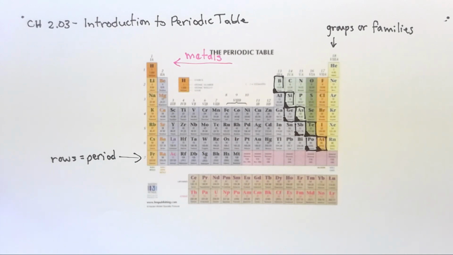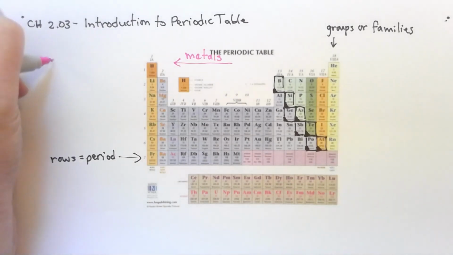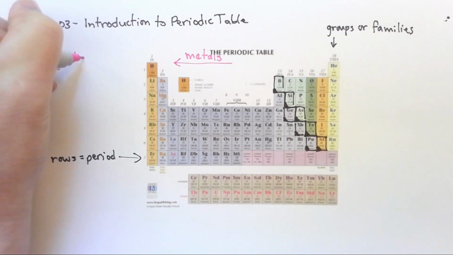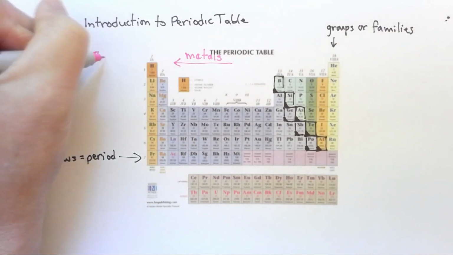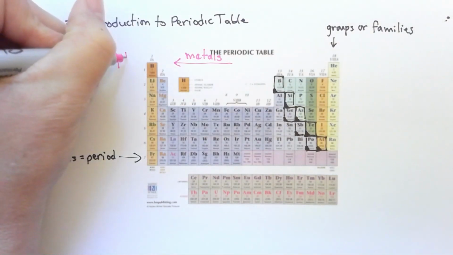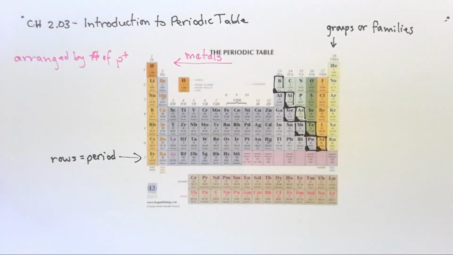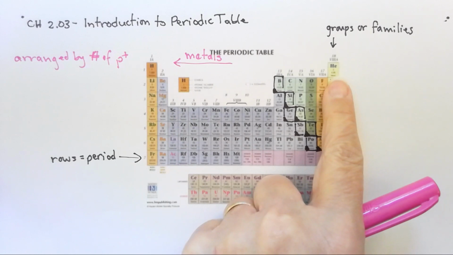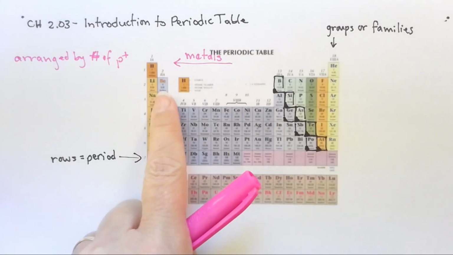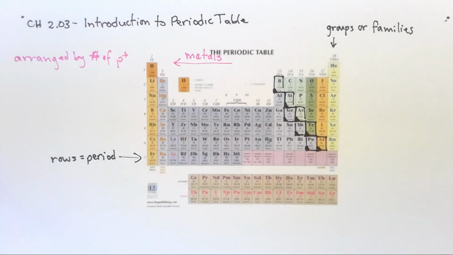These are arranged by the number of protons. Remember in the last video we said protons are always going to be P+. So hydrogen has 1, helium has 2 protons, lithium has 3 protons, beryllium has 4. That's also the atomic number.